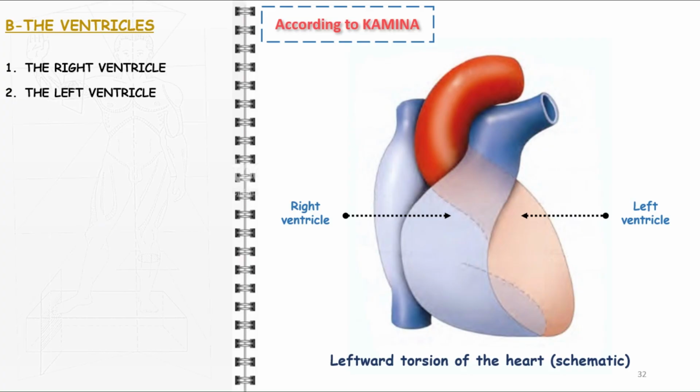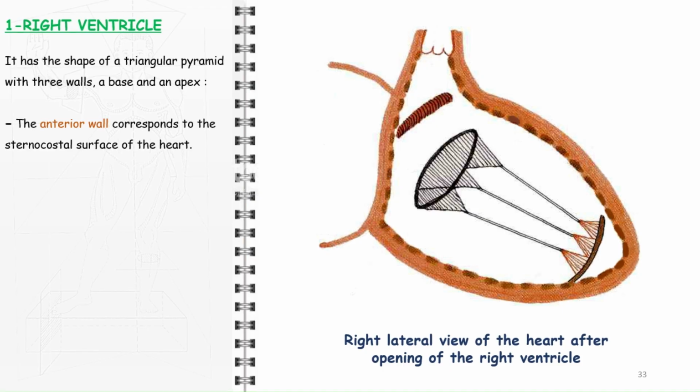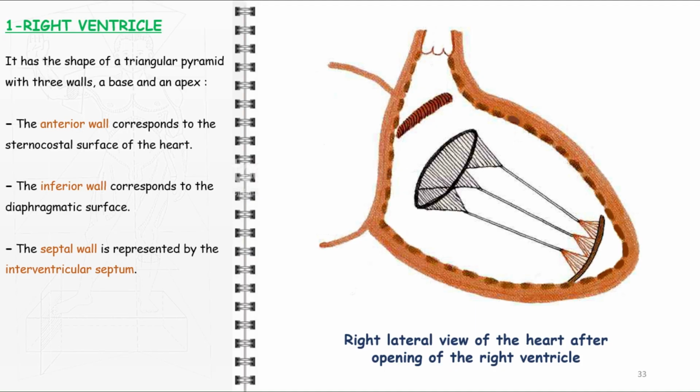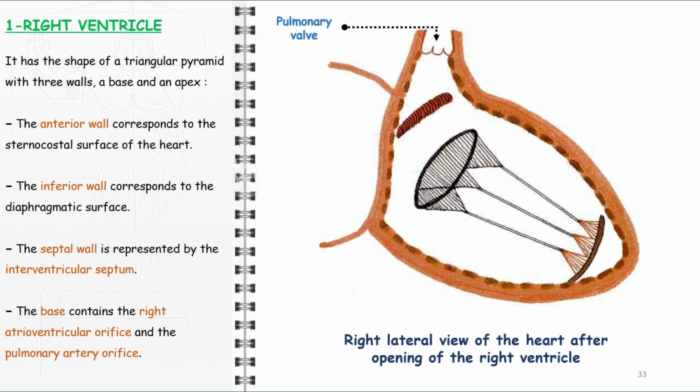Let's detail now the two ventricles of the heart. The right ventricle has the shape of a triangular pyramid with three walls, a base, and an apex. The anterior wall corresponds to the sternocostal surface of the heart. The inferior wall corresponds to the diaphragmatic surface. The septal wall is represented by the interventricular septum. The base contains the right atrioventricular orifice and the pulmonary artery orifice.